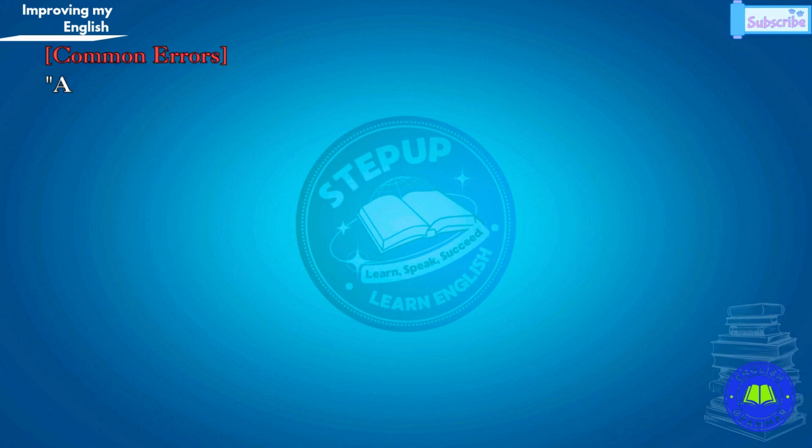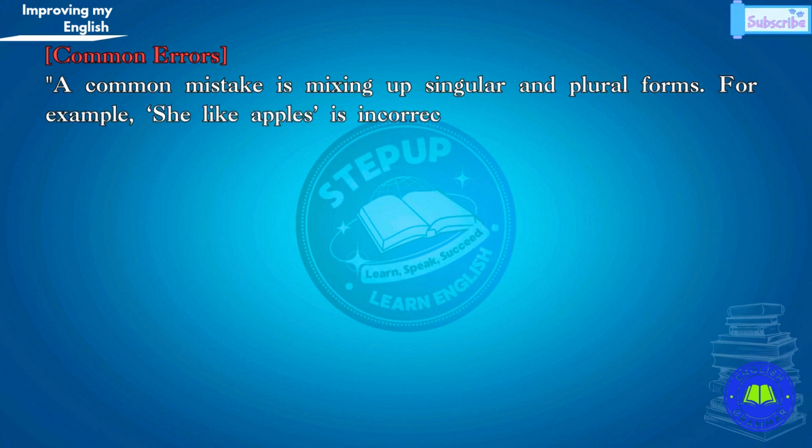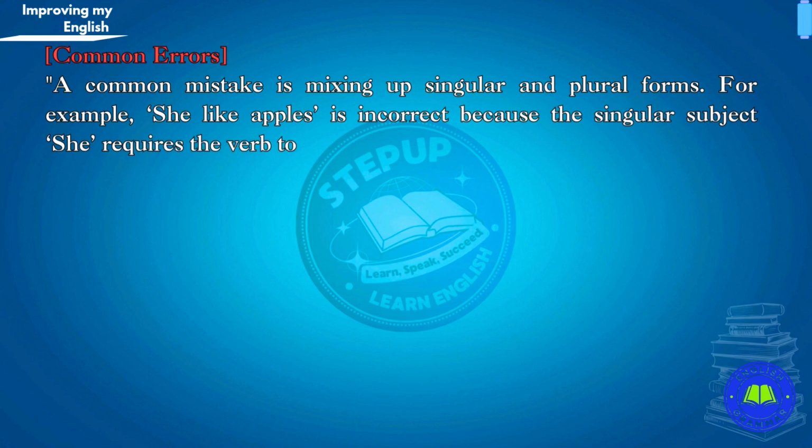Common errors. A common mistake is mixing up singular and plural forms. For example, she like apples is incorrect because the singular subject she requires the verb to be likes, not like.